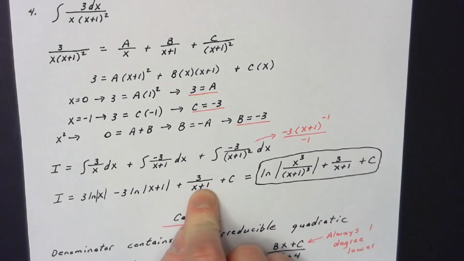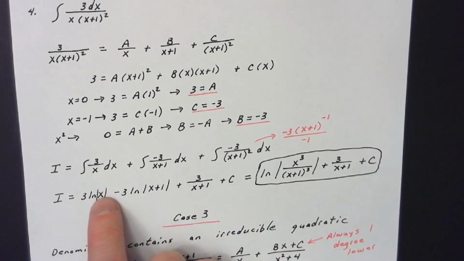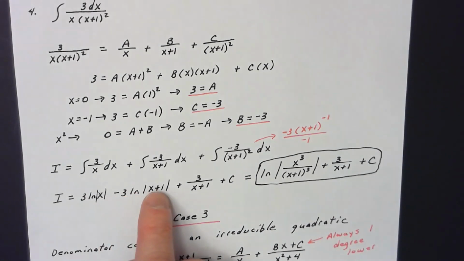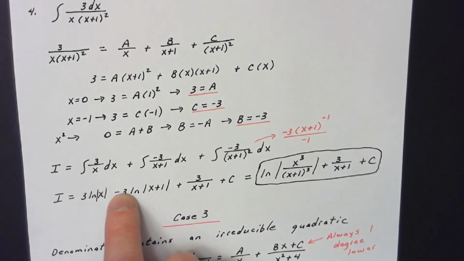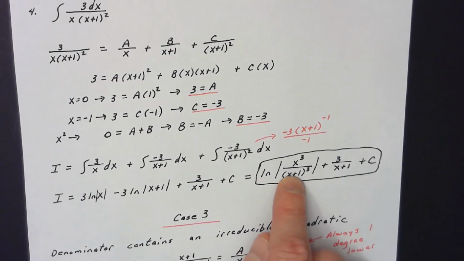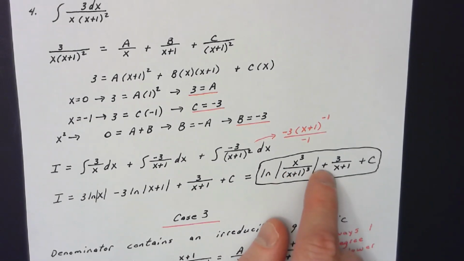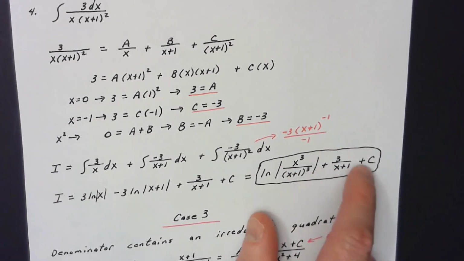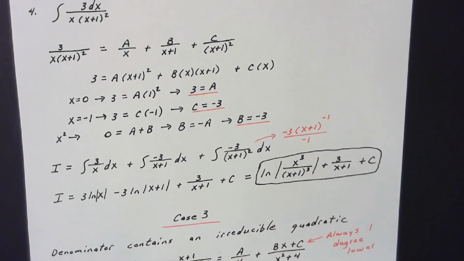All I did after that was, again, I cleaned up my answer by condensing my logarithmic terms. I have the natural log of x cubed divided by x plus 1 cubed. That's where all that comes from. And then I have plus 3 over x plus 1 plus your constant of integration.